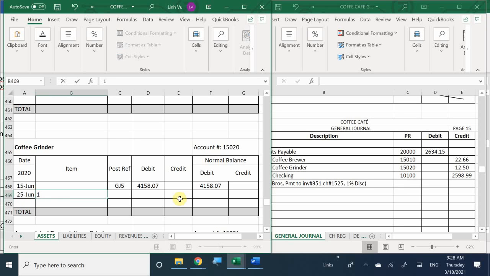All right. Then we go down to our coffee grinder. 1% discount. General journal number 15. And we're going to decrease it by $12.50. So what is going to be my new ending balance? 4145.57. Good.